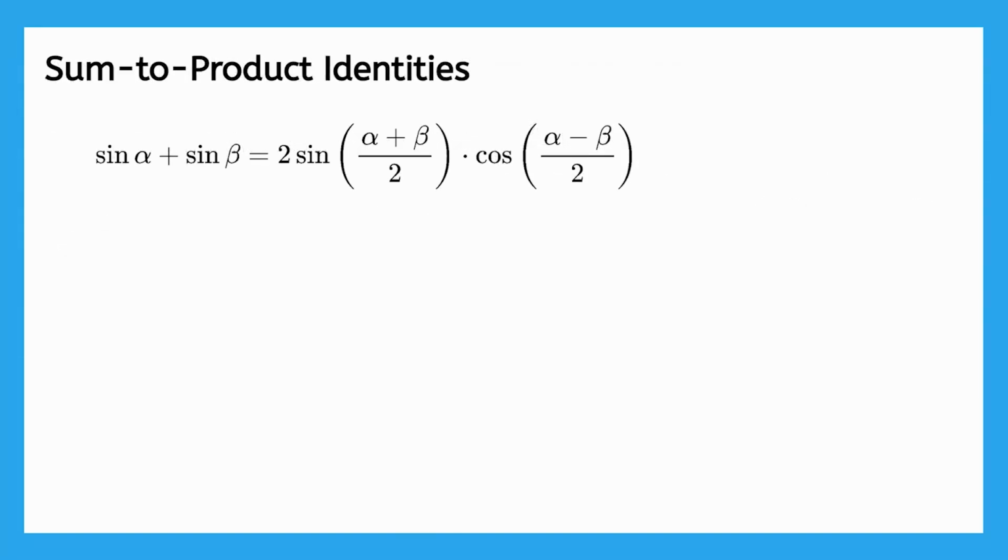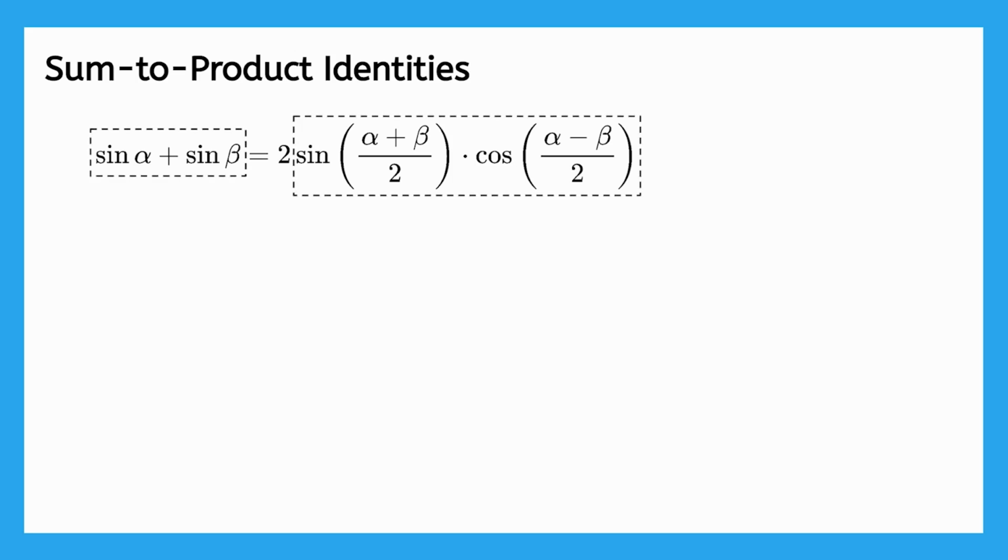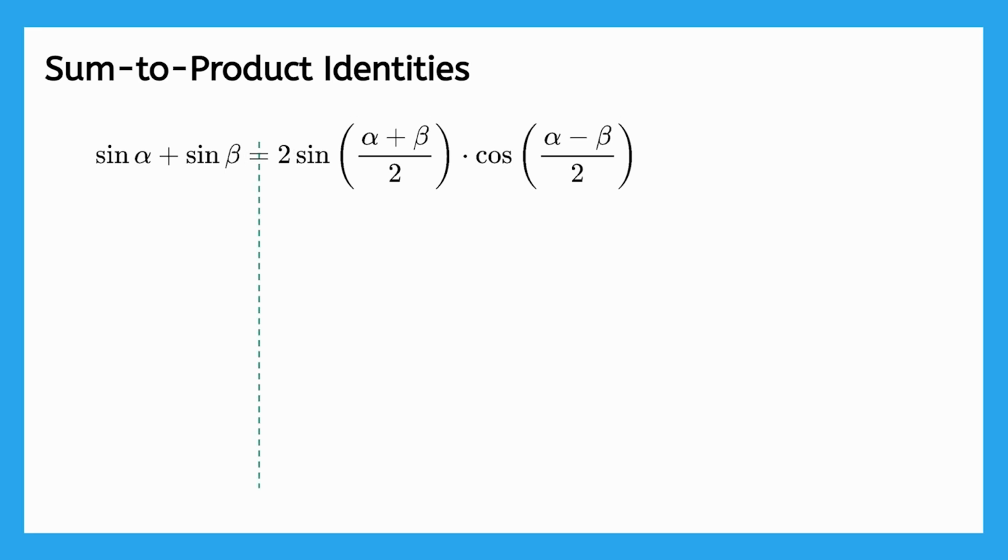The last identities that we will cover in this unit are called the sum to product identities. Again, these are aptly named because they allow us to rewrite a sum as a product. Let's take a moment to verify the identity sine of alpha plus sine of beta equals 2 times sine of alpha plus beta over 2 times cosine of alpha minus beta over 2. If we start working on the right side of the equal sign, what could we do first? Which identities could be helpful?